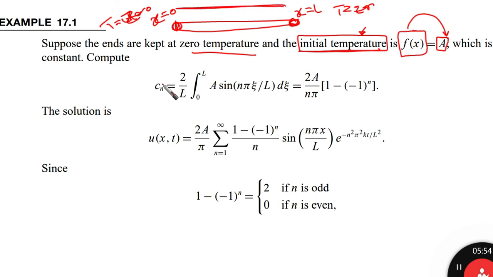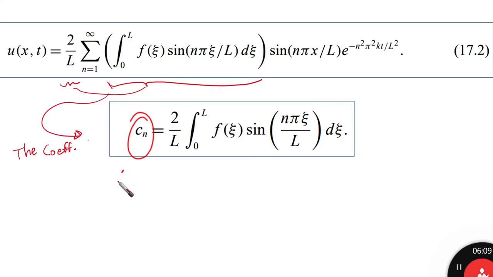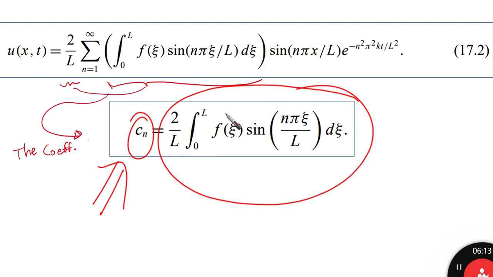Okay, this is the function at the initial temperature. That means that at t equal to 0, it is constant. So we are going to compute, let's go back. The first thing is what? Exactly, Cn. We want to compute this Cn first. This integration, we need to use it and define it first.